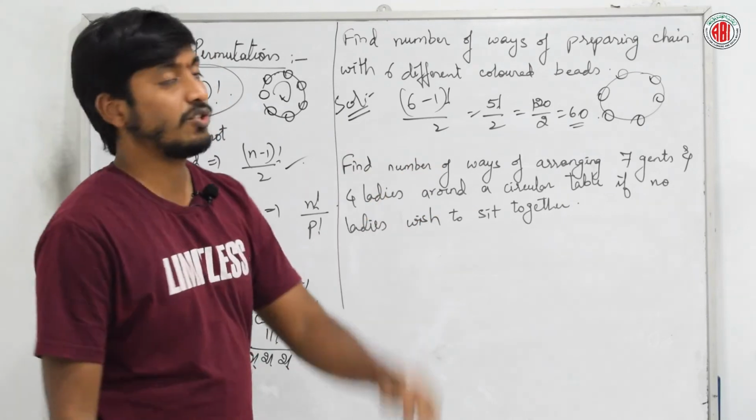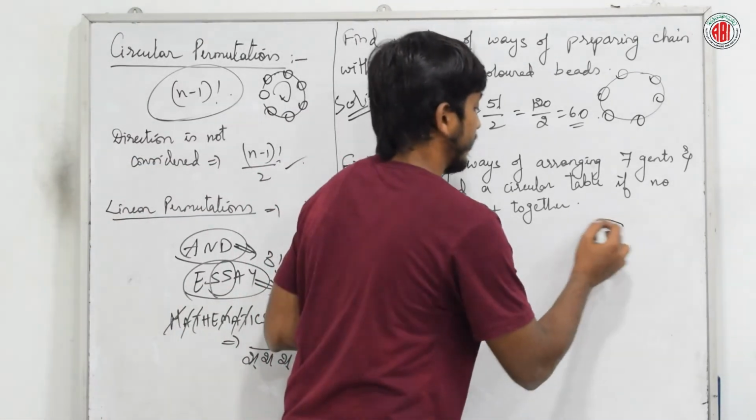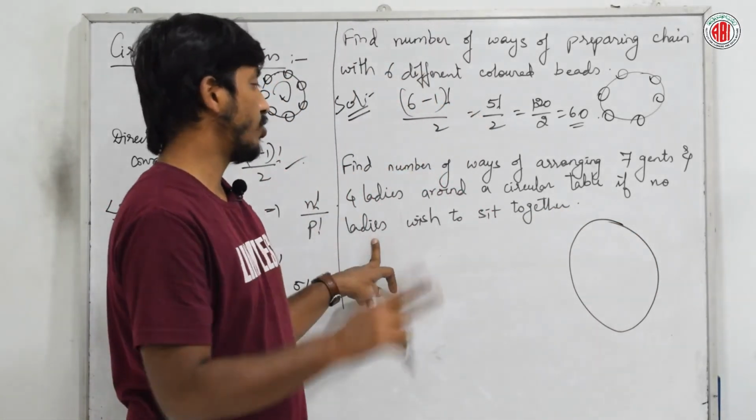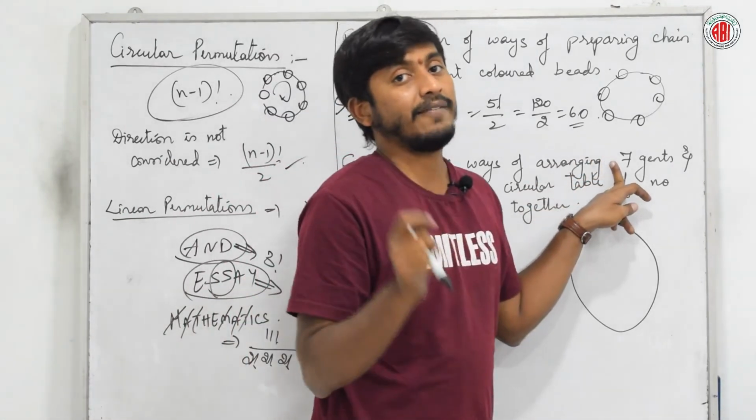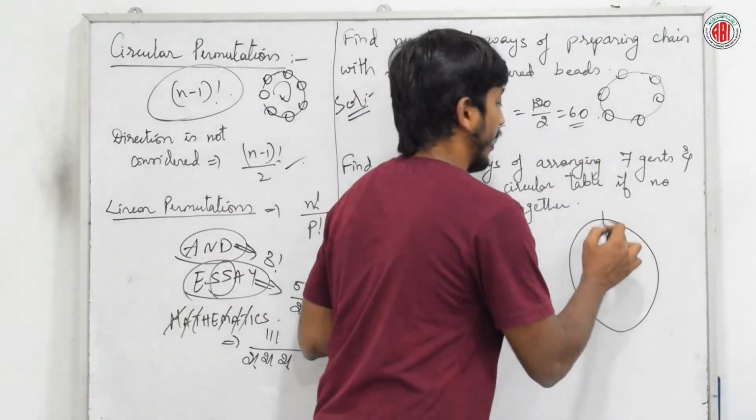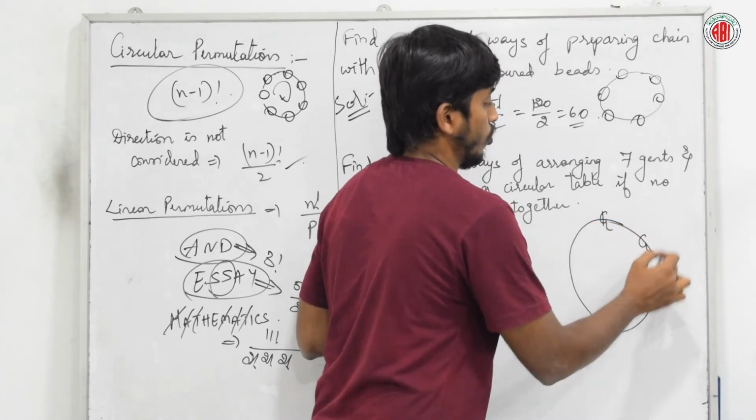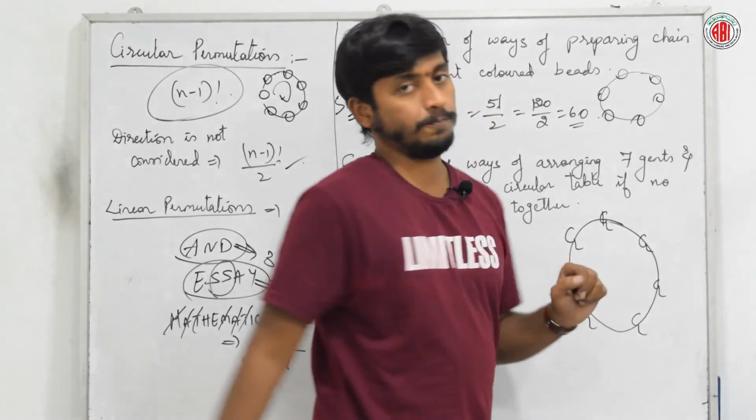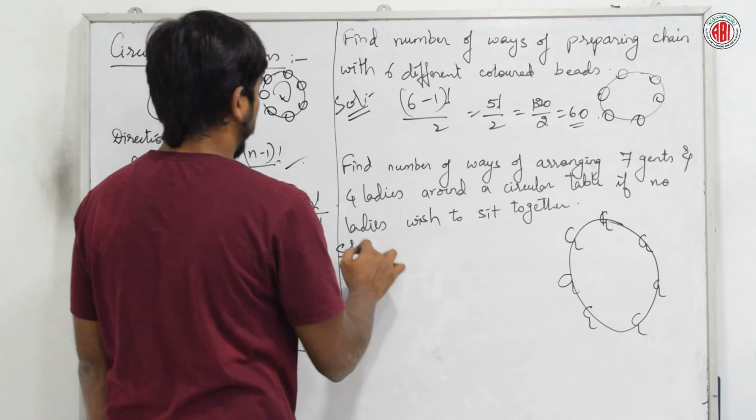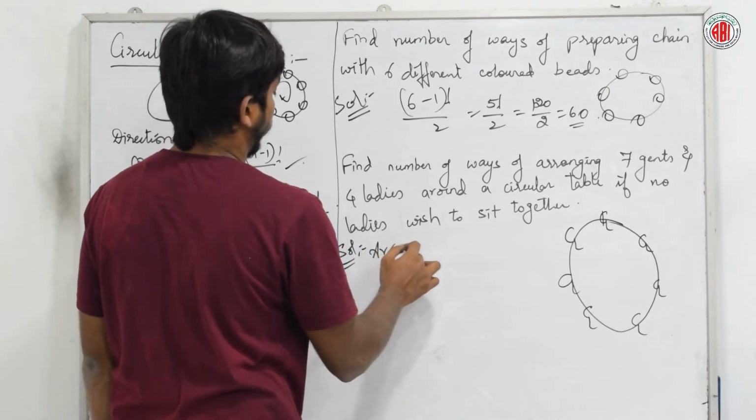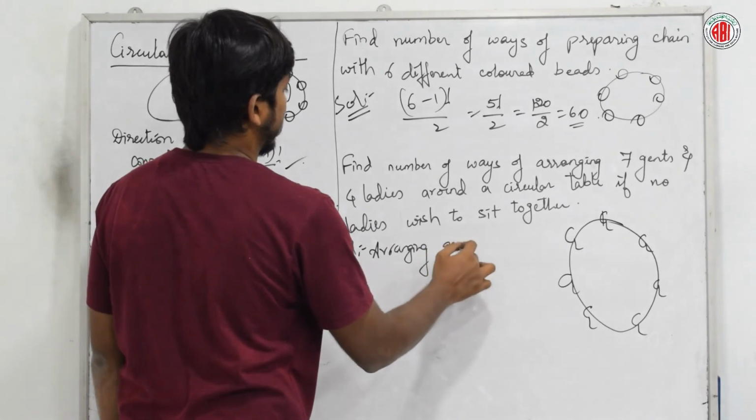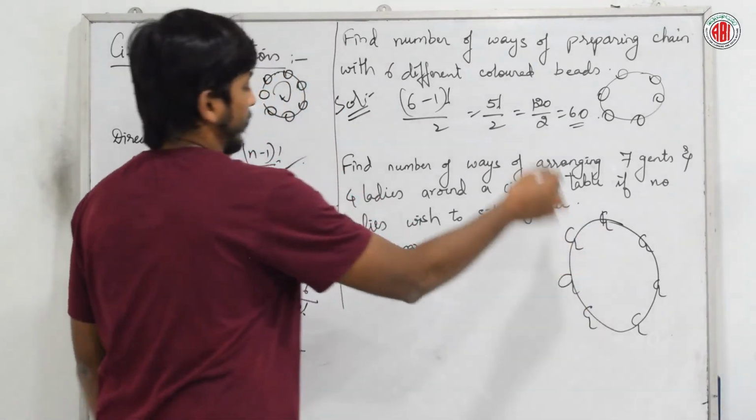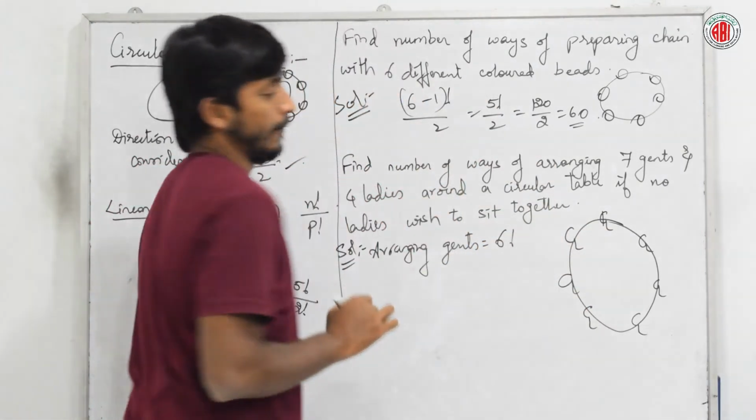Next. Find the number of ways of arranging 7 gents and 4 ladies around a circular table if no ladies wish to sit together. Right? This is a circular table. They are telling that no ladies sit together. So first we have to arrange 7 gents. How? 1, 2, 3, 4, 5, 6 and 7. The ways of arranging gents in a circle. However, we'll start from this, it will be like 6 factorial.